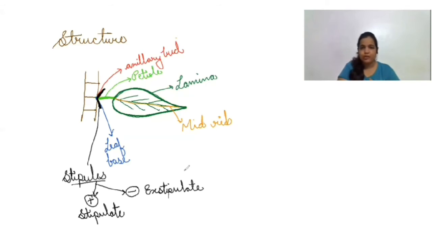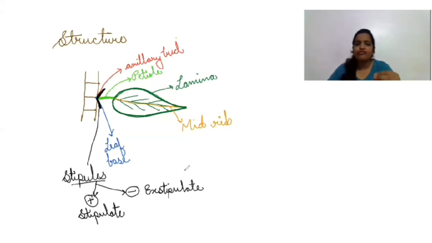Where the stipules are present is also clear. We don't have examples for this. You don't have to learn any example for stipulates or exstipulates, guys. Just remember the meaning of the terms. Clear? So this is the complete structure of the leaves.